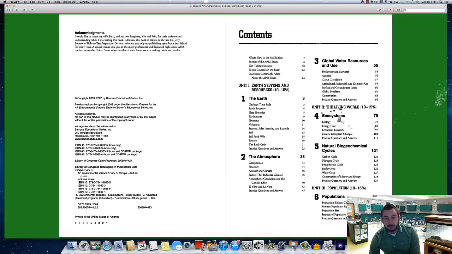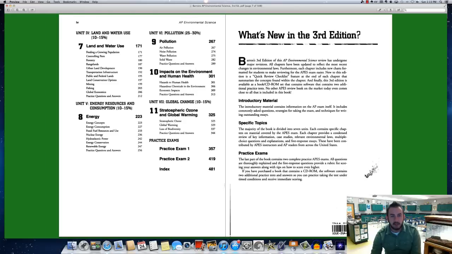There's also Unit 2, the living world, which is also 10 to 15%. That is about ecosystems and the natural biogeochemical cycles like the carbon cycle, nitrogen cycle, etc. Unit 3 is on populations. That's also 10 to 15%, looking at population dynamics, growth, etc. And then you've got Unit 4, land and water use, which makes up 10 to 15%, looking at land and water, how to use it, forestry, rangeland management, fishing management, all that kind of stuff.